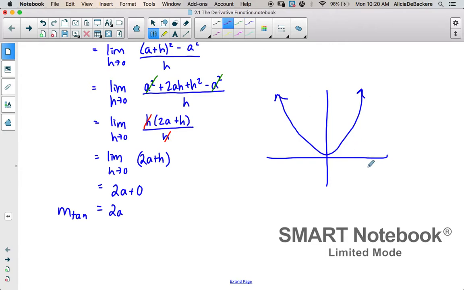No matter what a number you pick, if you draw in the tangent, the slope is just going to be double the a number, right? So if I went over to 4, the slope of the tangent would be 8. And if I went over to 100, the slope of the tangent would be 200. So it gives us this nice quick shortcut to find the slope of the tangent.